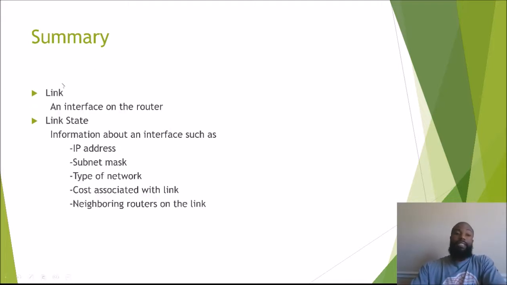A link, again, is an interface on a router. The link state is basically the state of it: the bad weather this way, this link is down. I always use weather and roads because that's what I do. When we talk about networking, we like to compare it to roads and highways. The link state includes the subnet mask, type of network, cost associated with the link, neighboring routers, etc. And that's pretty much it.